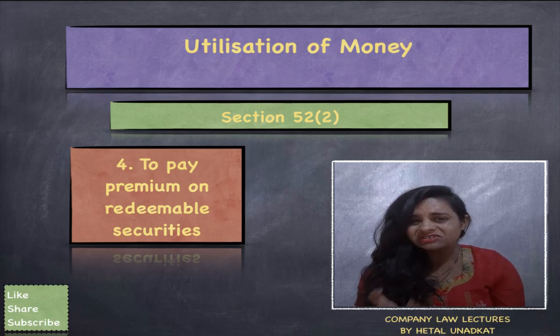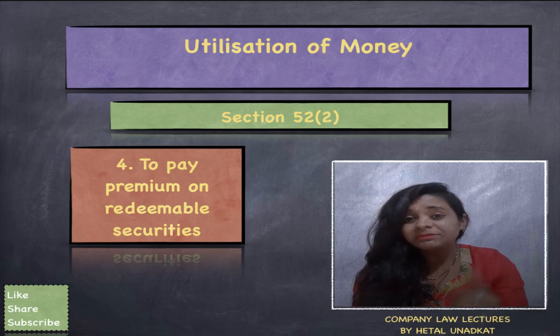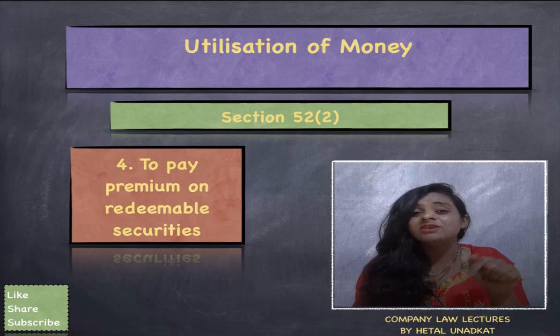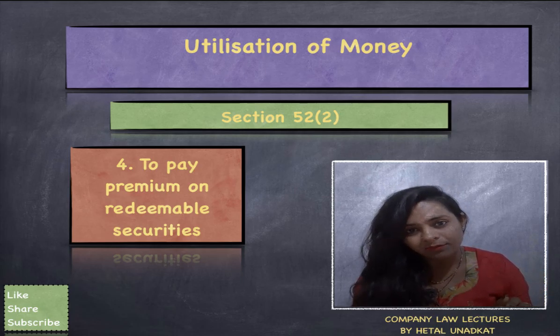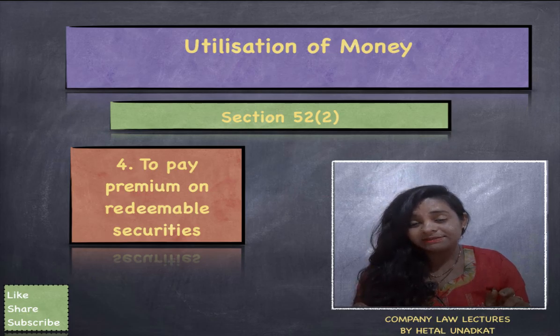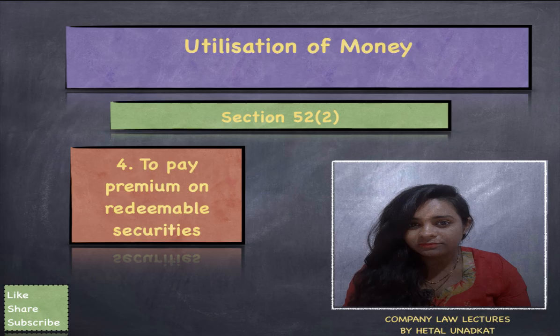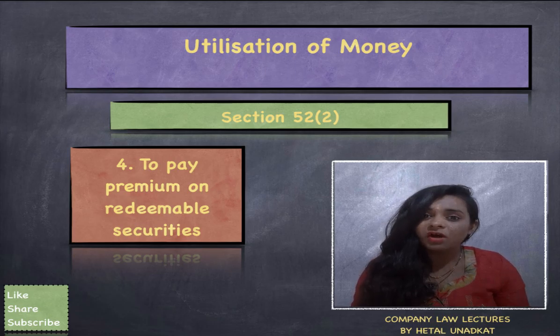That extra premium amount which we are giving can be recovered from the security premium account. So by redeeming preference shares at a premium, or by redeeming debentures at a premium, we are giving back at a premium, so that amount can be recovered from the security premium account.